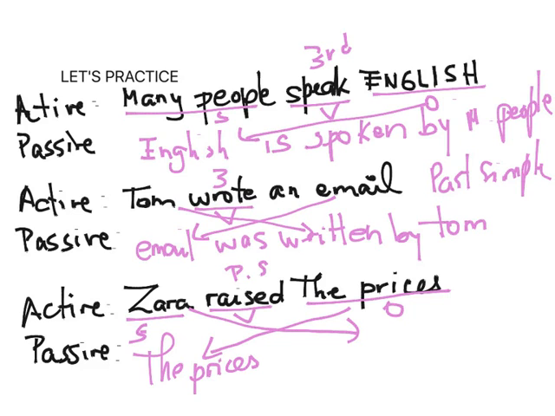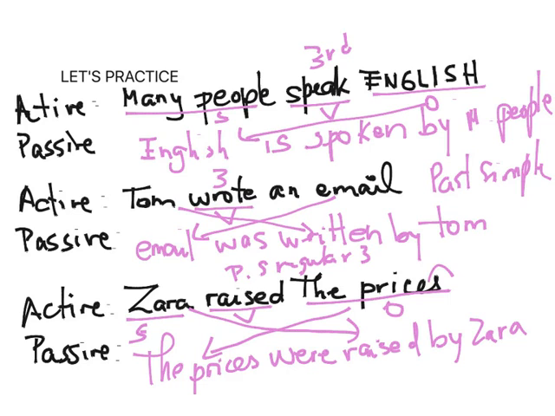So we need to say the prices were, and then we need the third column of raised. In this case, it is a regular verb, and the third column is the same. So the prices were raised by Sarah. And notice in this example, since the object is plural, we need to put the verb to be in plural.